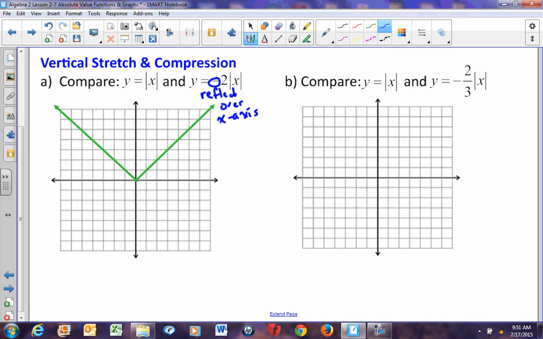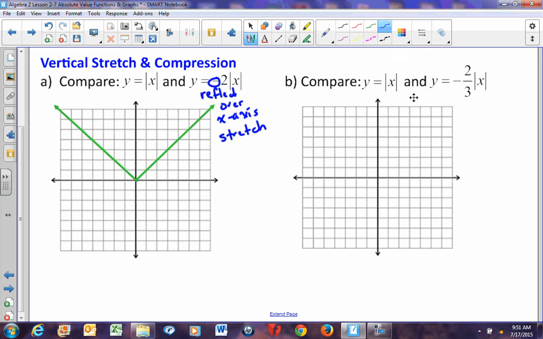And it's also going to stretch it. So you do two things. Notice you'll never reflect an absolute value graph over the y-axis because it's just going to land right on top of itself again. If I was reflected over the y-axis, I would put the negative inside of the absolute value, and that's just going to make it the same anyway. So you're never going to reflect over a y-axis for an absolute value graph. You're going to reflect over the x-axis, but not the y-axis.